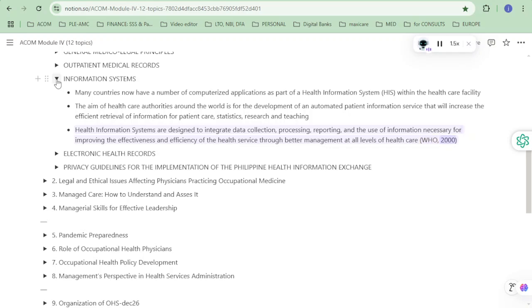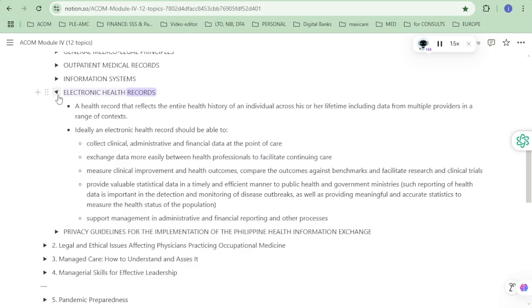WHO, 2000. Electronic health records. A health record that reflects the entire health history of an individual across his or her lifetime, including data from multiple providers in a range of contexts. Ideally, an electronic health record should be able to collect clinical, administrative, and financial data at the point of care. Exchange data more easily between health professionals to facilitate continuing care. Measure clinical improvement and health outcomes, compare the outcomes against benchmarks and facilitate research and clinical trials.